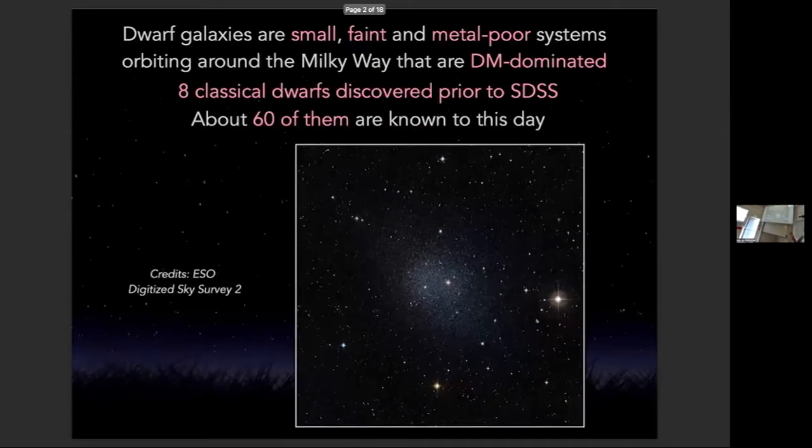So first, a few words about dwarf galaxies. These are very small and faint and very metal poor systems that you find orbiting around the Milky Way. We had 8 classical dwarfs prior to SDSS, the very big ones, and now we are close to 60 dwarf galaxies and dwarf galaxy candidates, with a very nice picture of Fornax here with the HST.